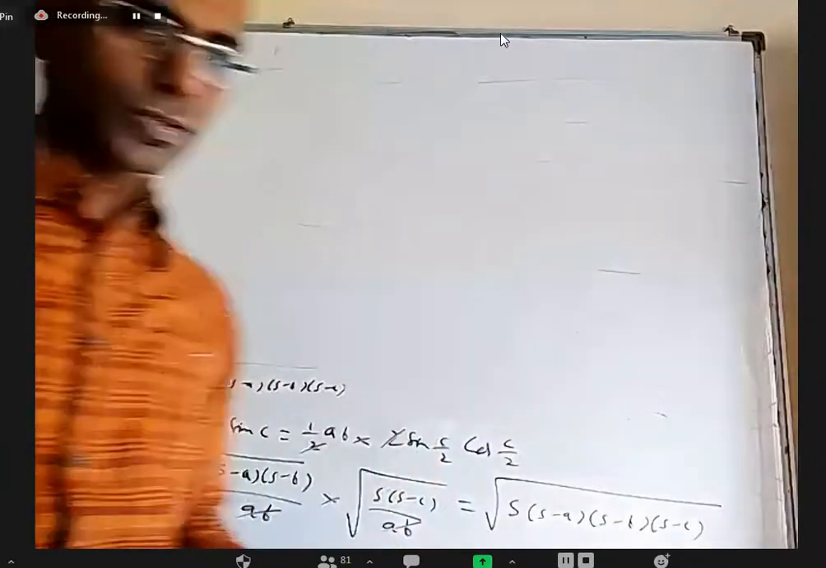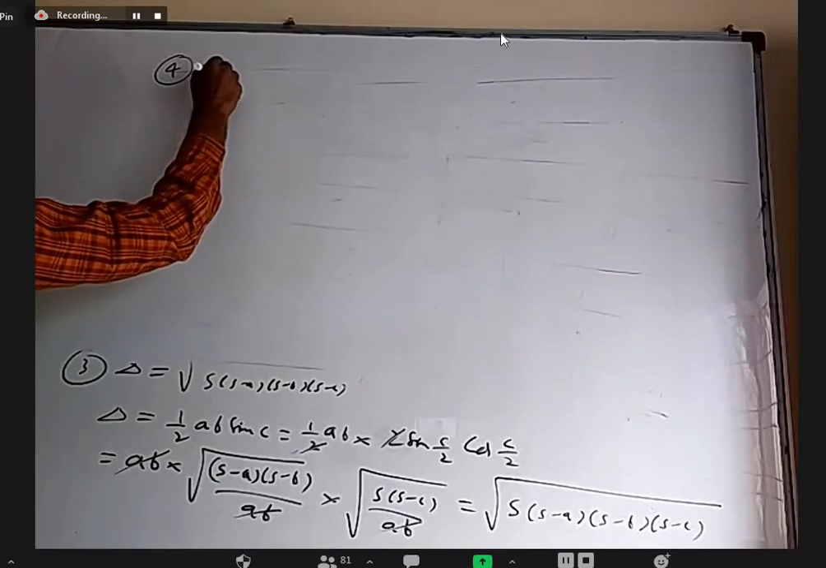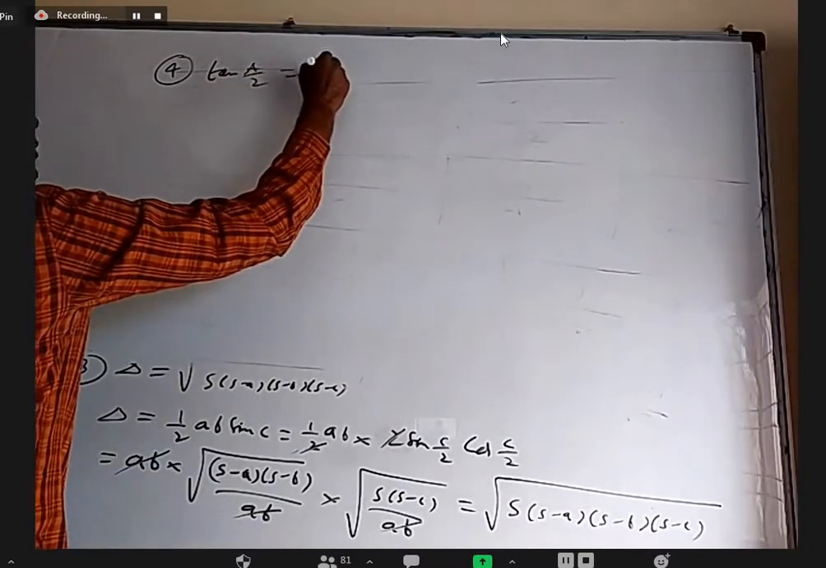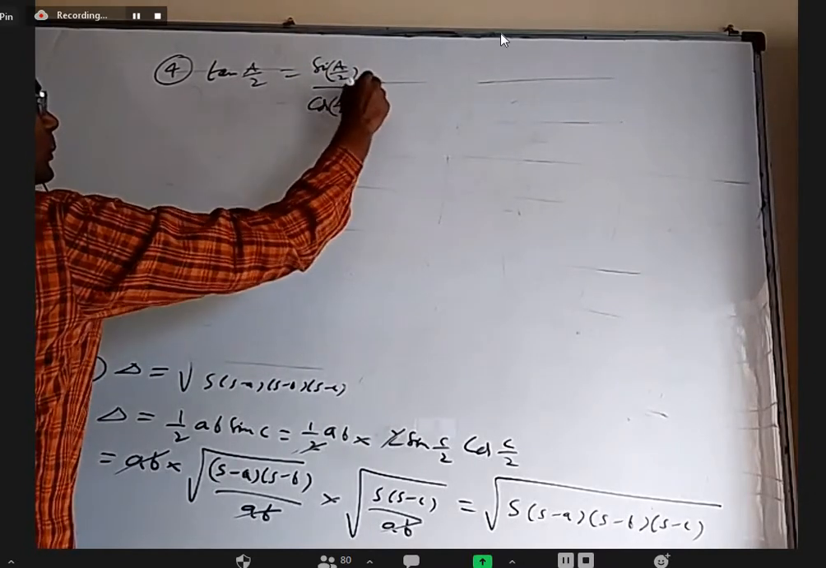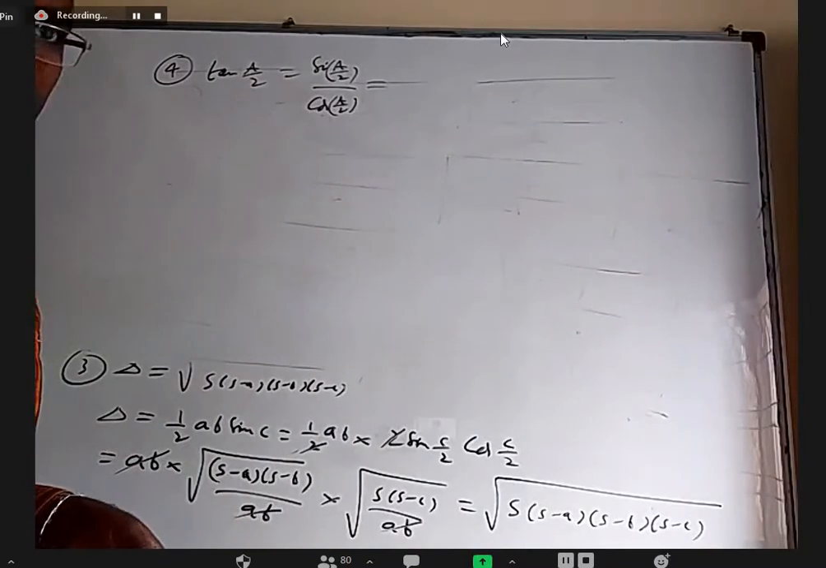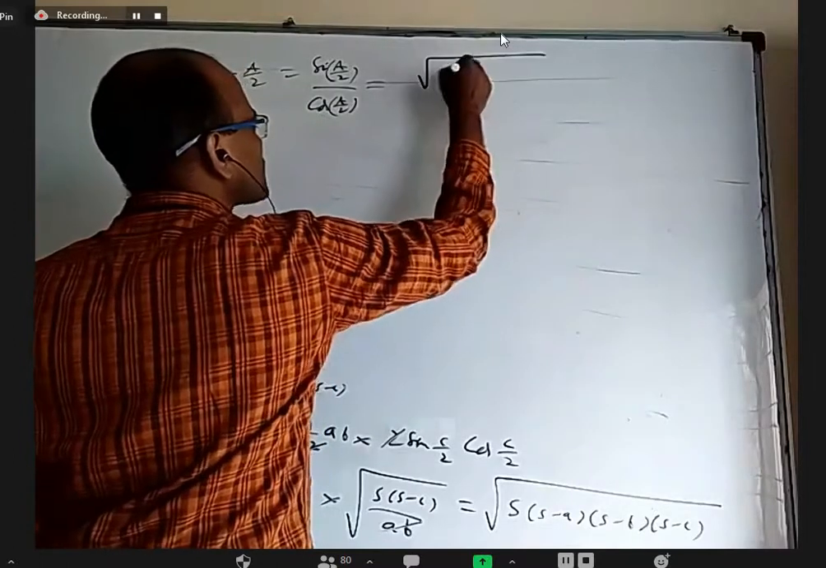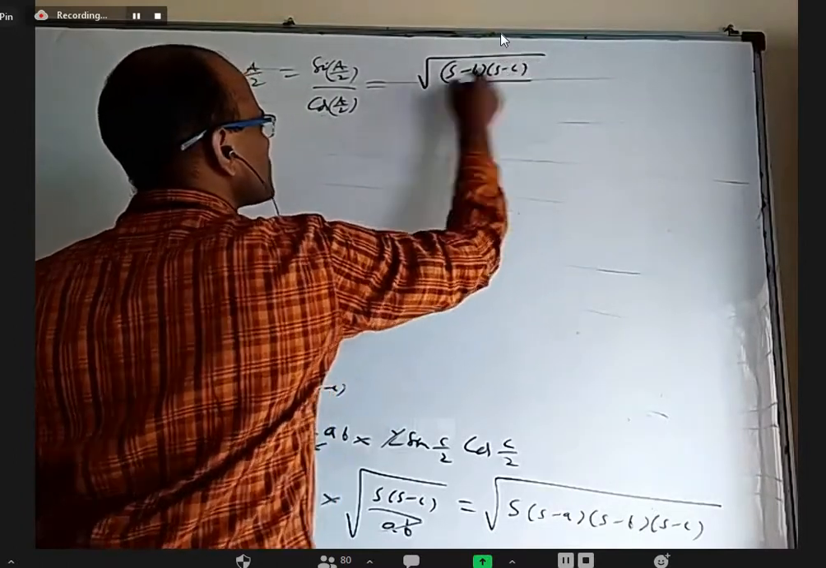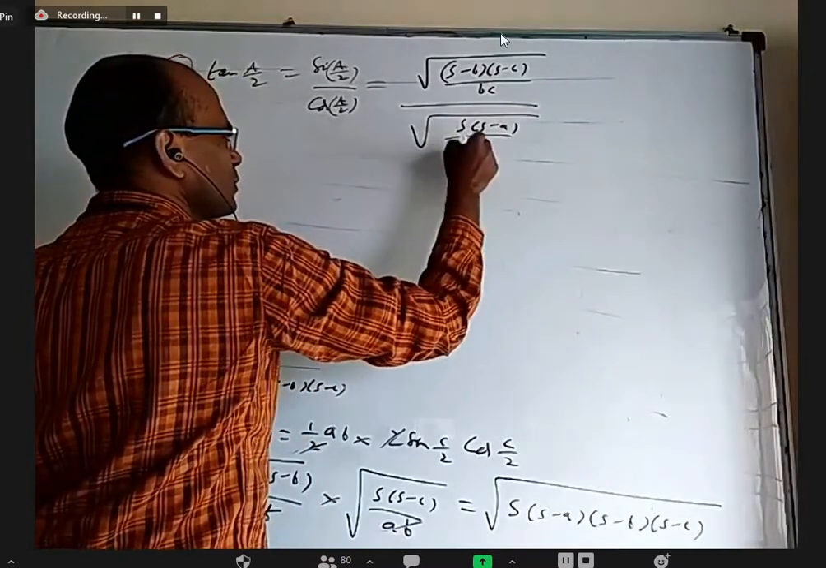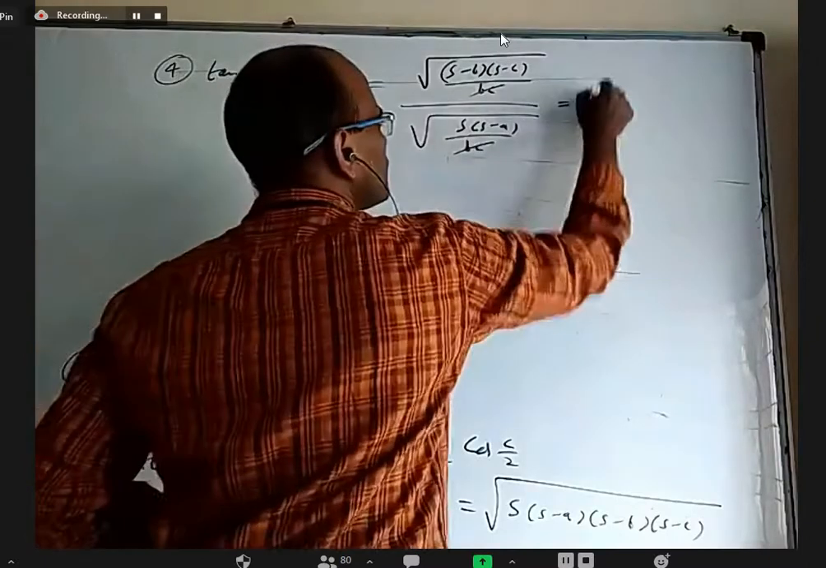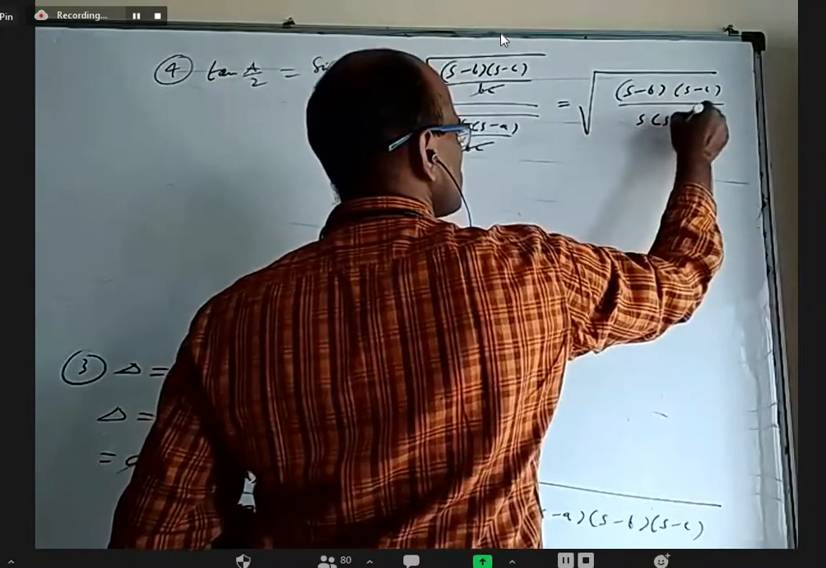It is just division of sine and cos only, nothing great. Tan A by 2 is sine A by 2 by cos A by 2. Sine A by 2, just now we derived, is square root of (s minus b)(s minus c) by bc. Cos A by 2 is square root of s(s minus a) by bc. bc will cancel. Square root of (s minus b)(s minus c) by s(s minus a).